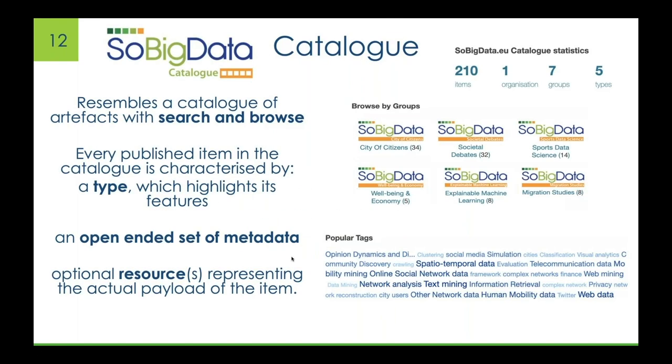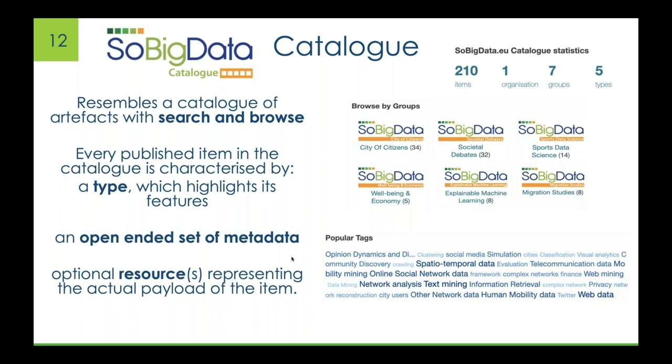The other way to make available your research product is instead through the publication in the catalog. And again, this can be used to share and to publish any data set you own or any method you are using. The catalog is a normal catalog. It supports search and browse.